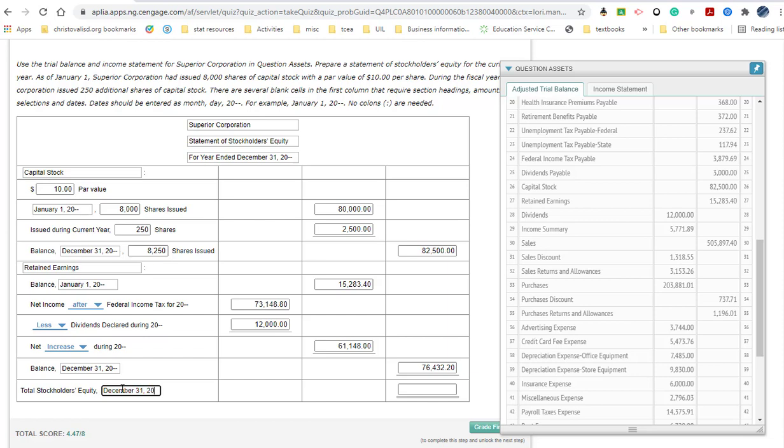And then our total stockholders' equity as of December 31st, 2000, is, we're going to add our capital stock plus our retained earnings, and that gives you $158,932.20.